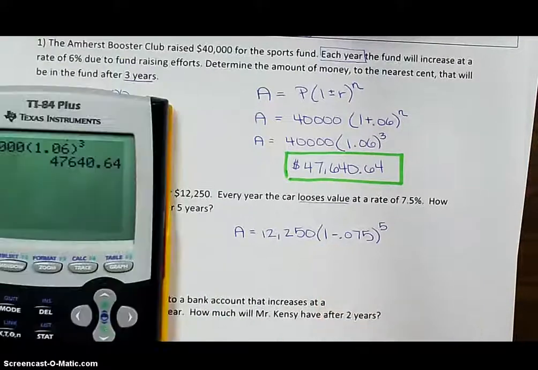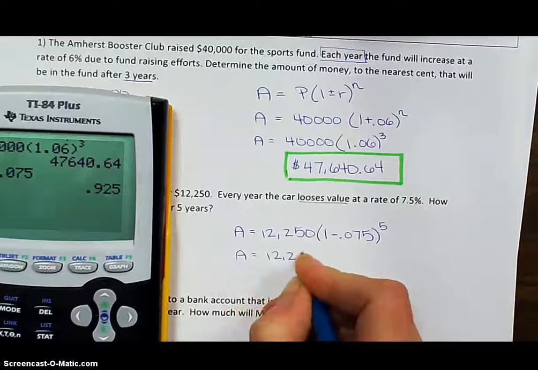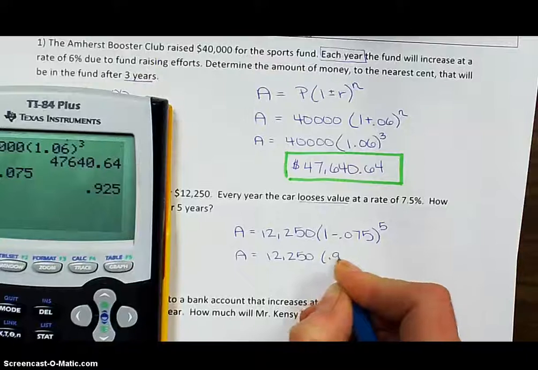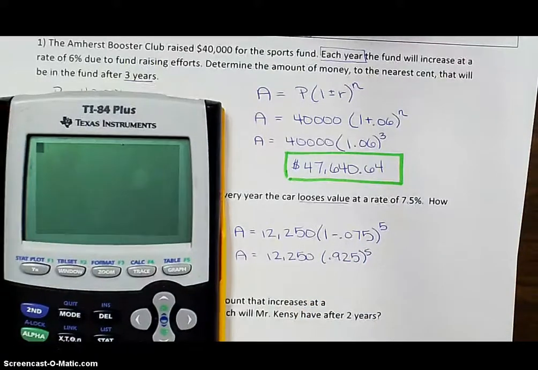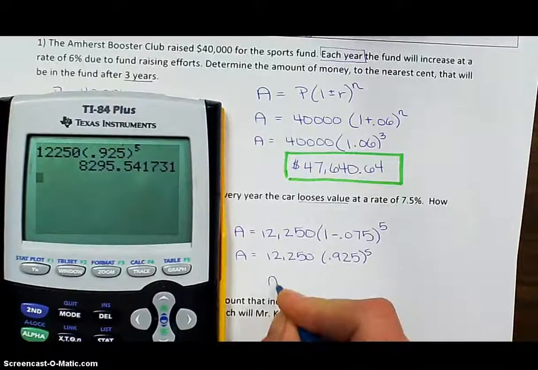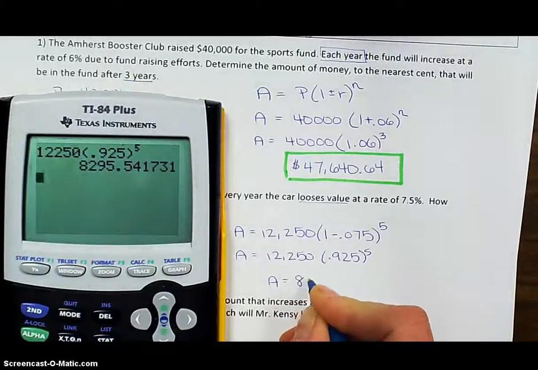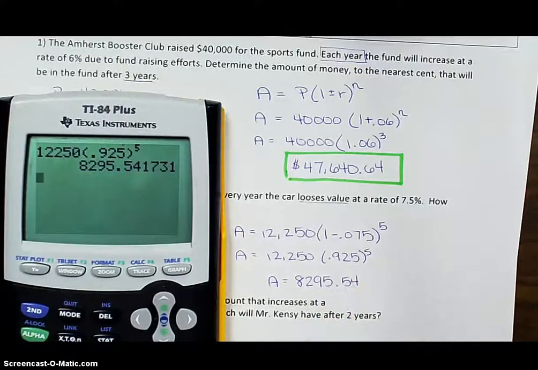So now I'm going to go ahead and subtract that. 1 minus 0.075. So here we go. Okay, so now I'm going to go ahead and just plug it into the calculator. There we go. So after 5 years, the car is only going to be worth $8,295.54. Now we've got our value of the car.